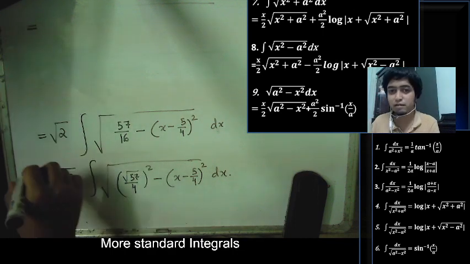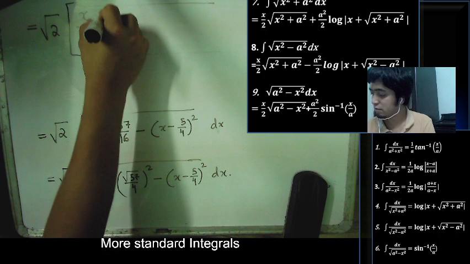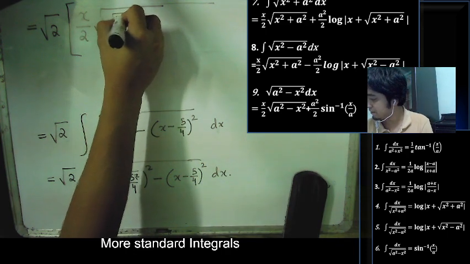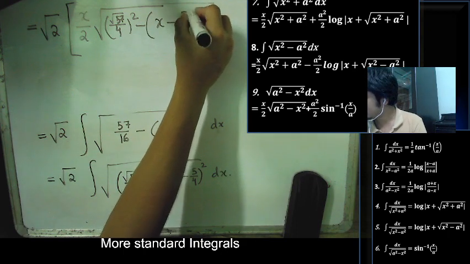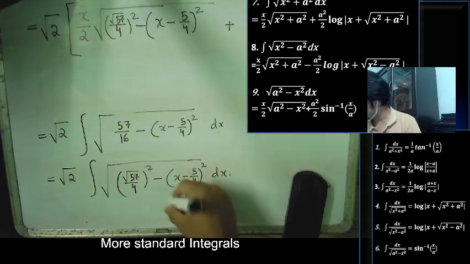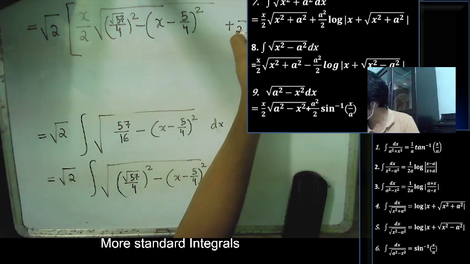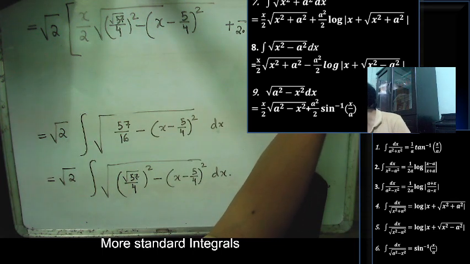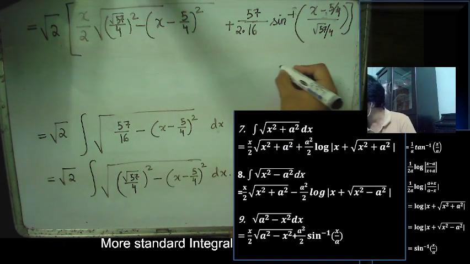By using that formula number 9, you will be having root 2, it's always outside, and then you will be having x by 2 root over a square minus x square. So this is what we will be having: a square minus x square, root 57 upon 4 whole thing square minus x square, which is now x minus 5 by 4 whole thing square, and then plus a square by 2, so 57 by 16 by 2 times sine inverse of x, which is x minus 5 by 4, upon a, root 57 upon 4. You can leave the answer like this also, or you can simplify, depends on you. So this is the answer plus C.